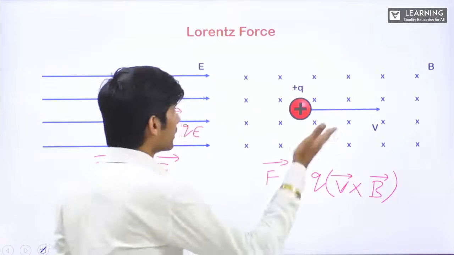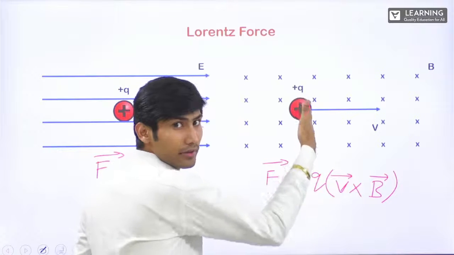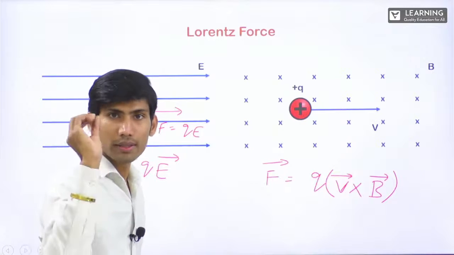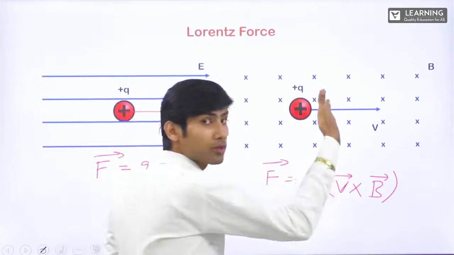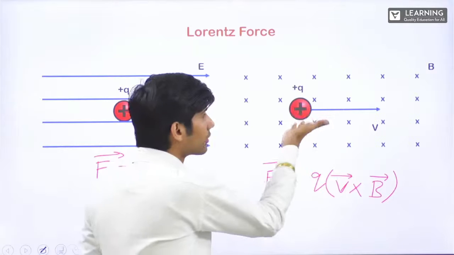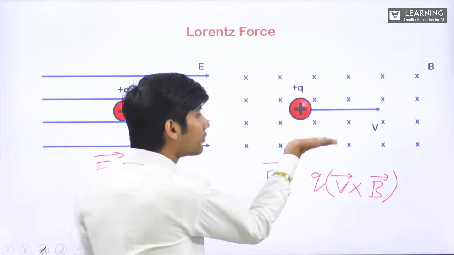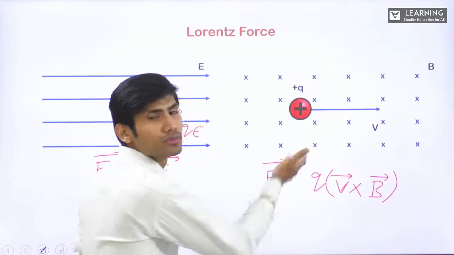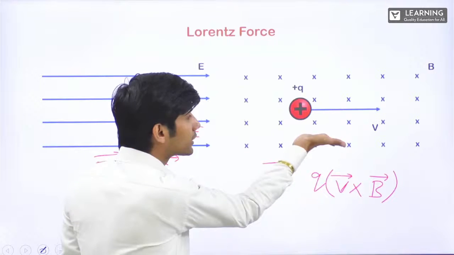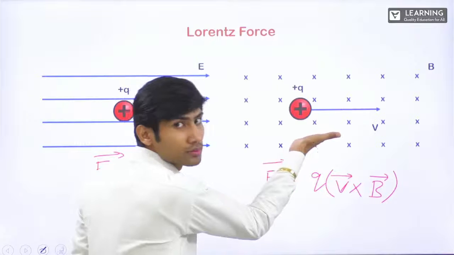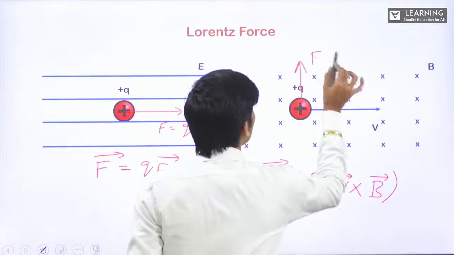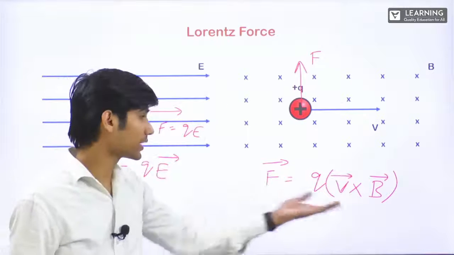Take your right hand, keep it in the direction of magnetic field. The fingers should be in the direction of magnetic field. Remember this now. Magnetic field is inside. The thumb should point in the direction of velocity. Then the direction of the palm, the palm is upward, gives you the direction of force. Fingers in the direction of magnetic field, thumb in the direction of velocity, the palm direction will give you the direction of force on this particular charge kept in the magnetic field. So force will be in this direction. Clear? You can get to know by V cross B also.